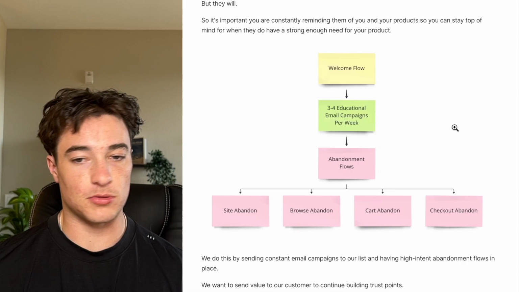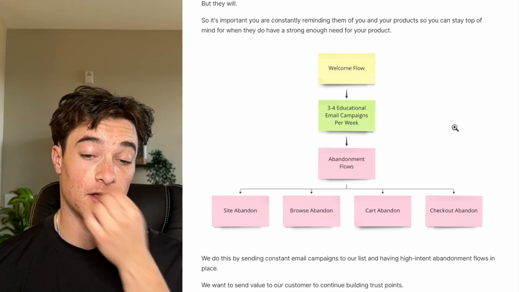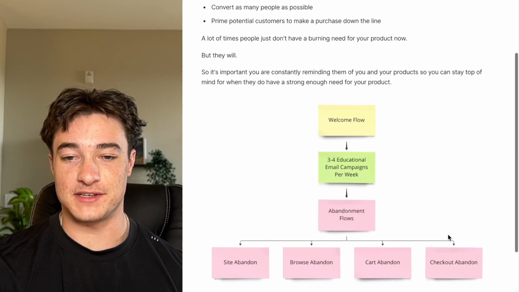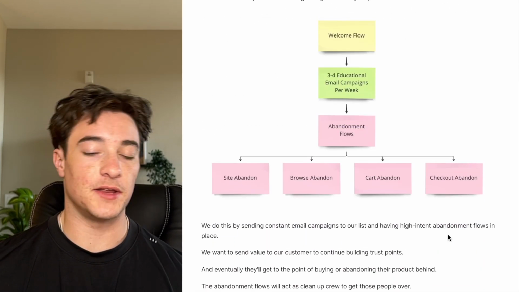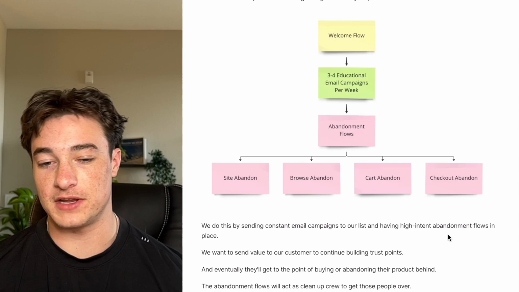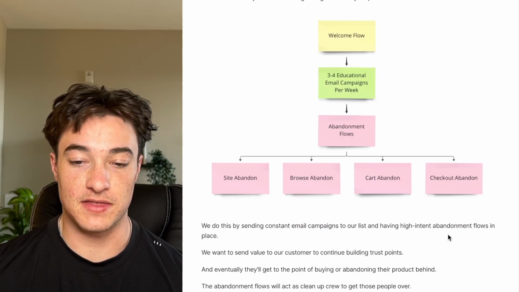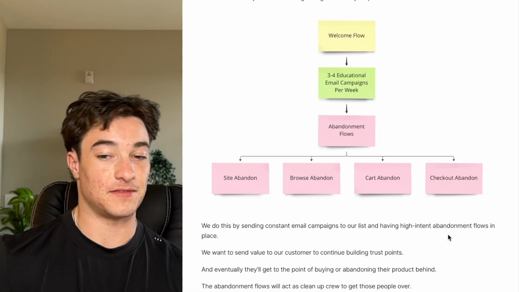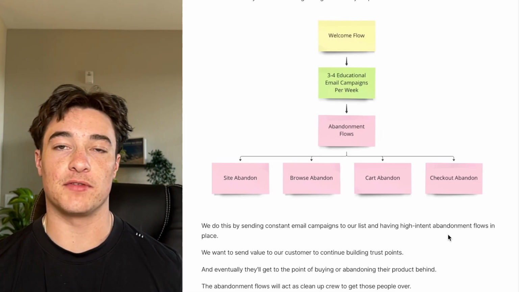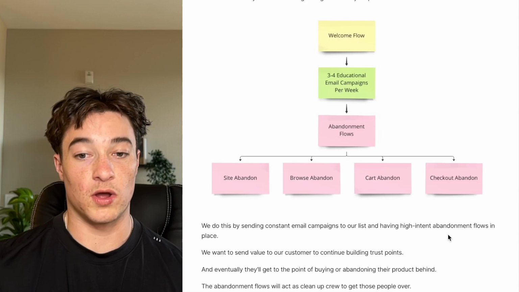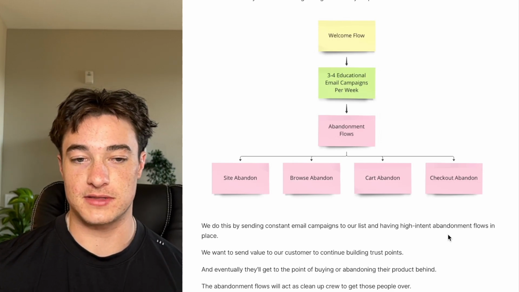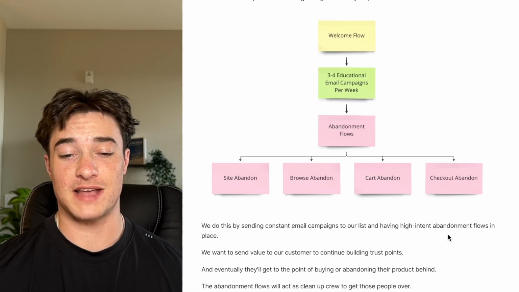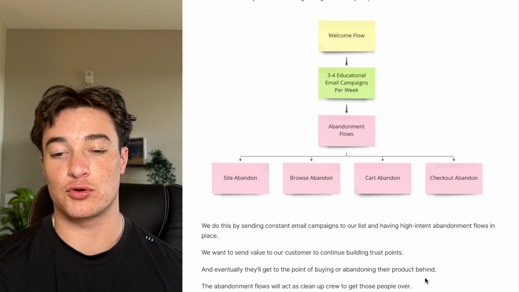So we have these three things working in tandem to help you get purchases. But really the point of these educational email campaigns is to continue to give value to them. Again, I'll have other videos on this, but eventually to lead them to the point of buying or abandoning their product, because if someone abandons their product, they're slightly down the funnel, and that's really what we want. We want somebody to abandon their product or purchase. Then they're lower in the funnel, and we'll convert them with those high intent flows, which act as a cleanup crew.